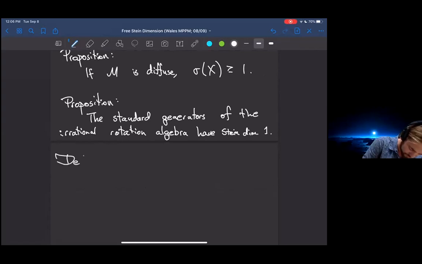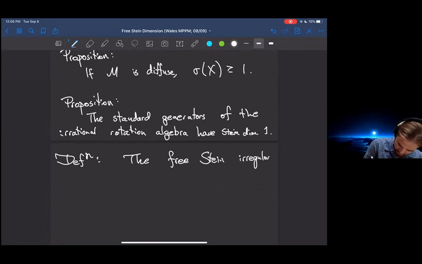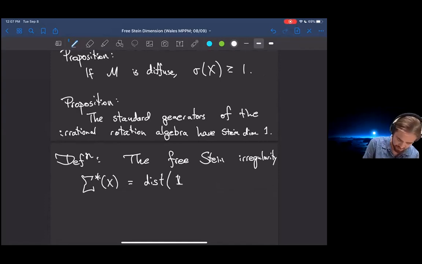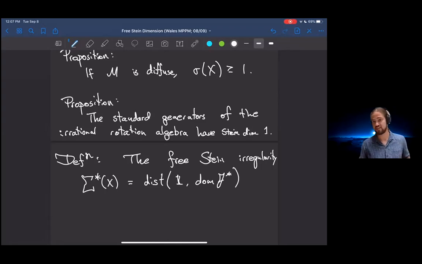But the definition: the free Stein irregularity is the quantity denoted by a capital sigma star of X, which is the distance from, remember this diagonal matrix with 1 tensor 1 on the diagonal, to the domain of the adjoint of the free Jacobian. And so this much more explicitly measures the obstruction of J star from having full domain.